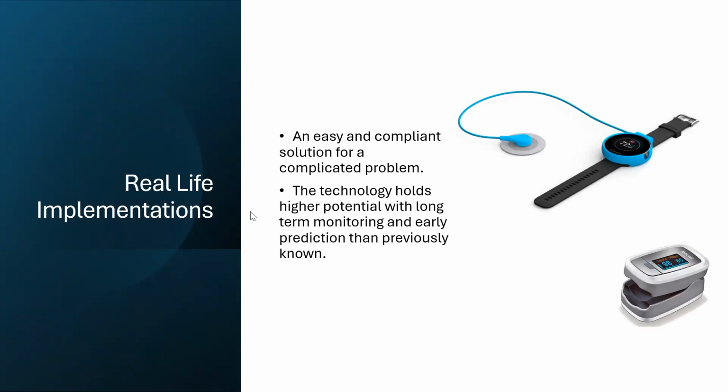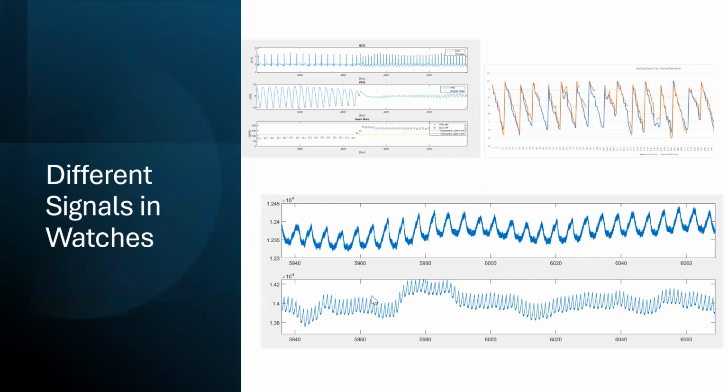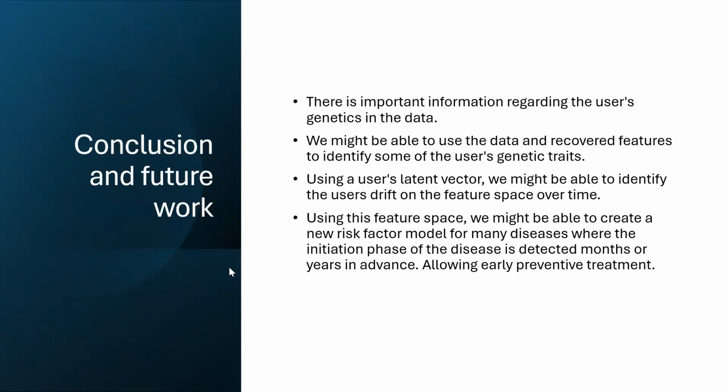So we might be able to later on take this and make a real-life implementation and insert it into watches or oximeters. We can also use different types of signals, like respiratory rate signals, ECGs. This is the PPG that we showed earlier.